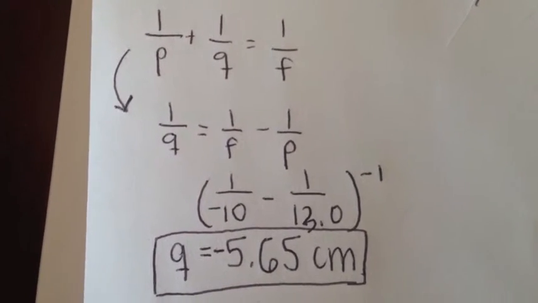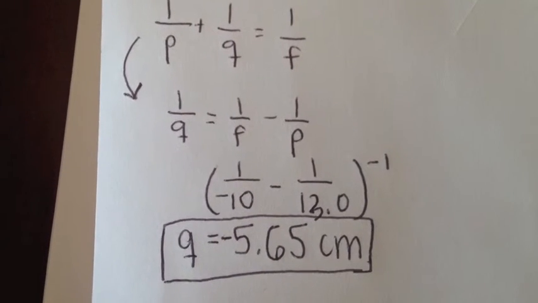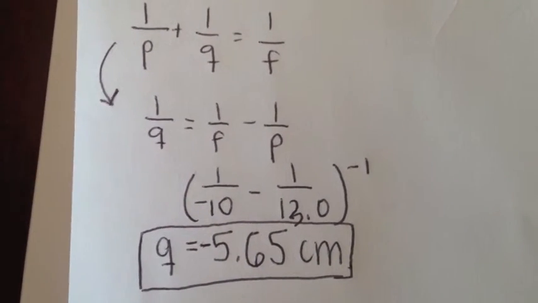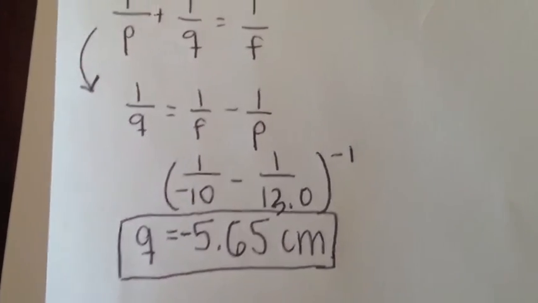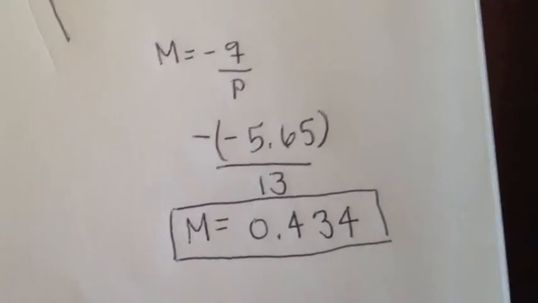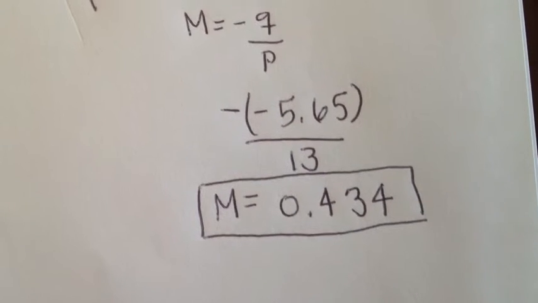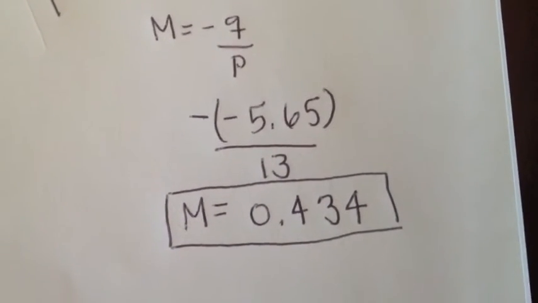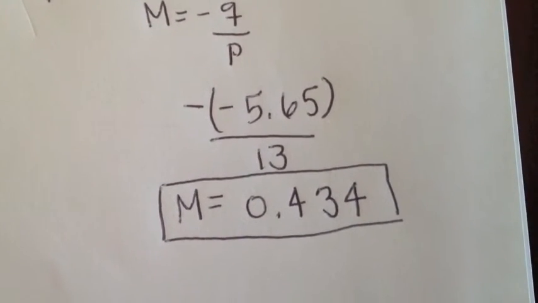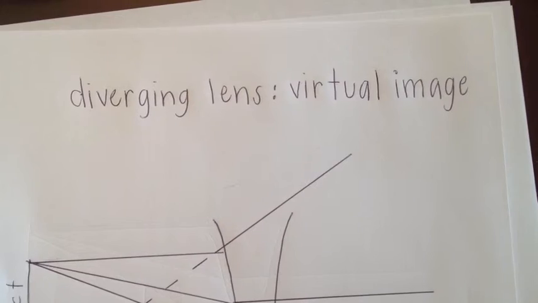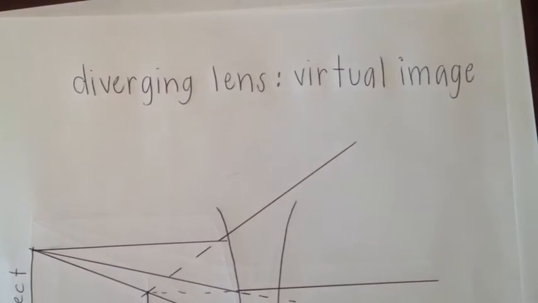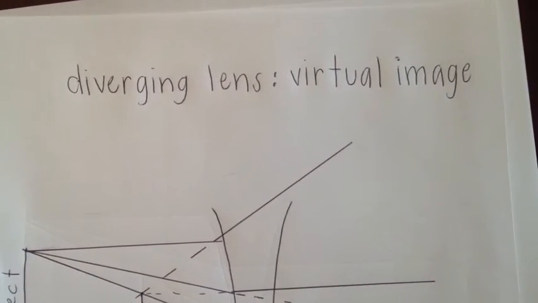And as I do the math to figure out the Q value, I find the reciprocal of it, which equals -5.65, and then I will put that number into my magnification equation, and then my magnification will be equal to 0.434. A diverging lens creates a virtual image of a real object placed anywhere with respect to the lens.